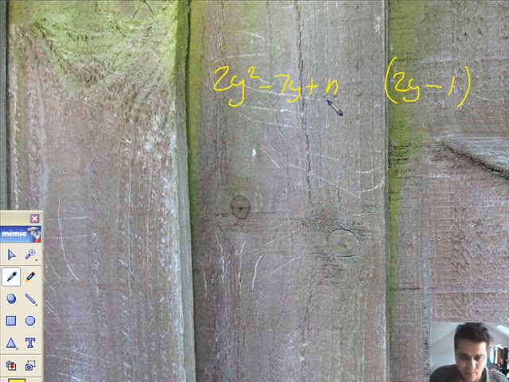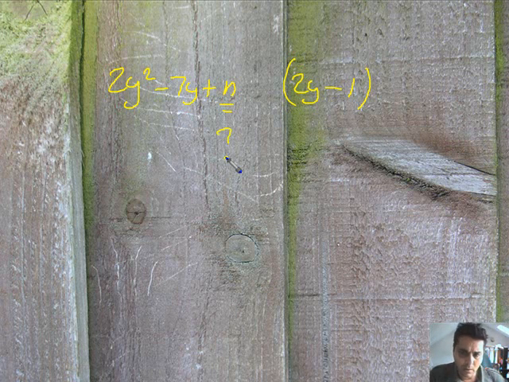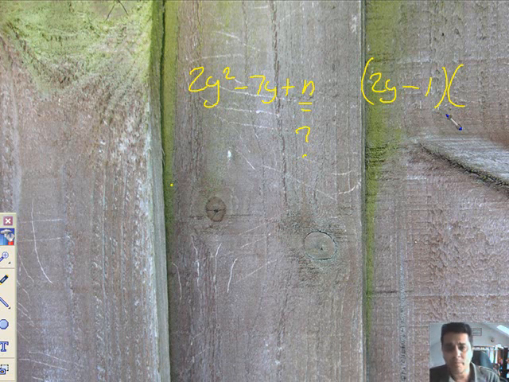So I've now got to work backwards and find the value of n. Okay, but look, I know that if this is one of the factors, this has to be another factor. Now look, the way to get 2y squared is to have 2y times y. So I'm getting somewhere. Now I've got to end up with minus 7y somehow.